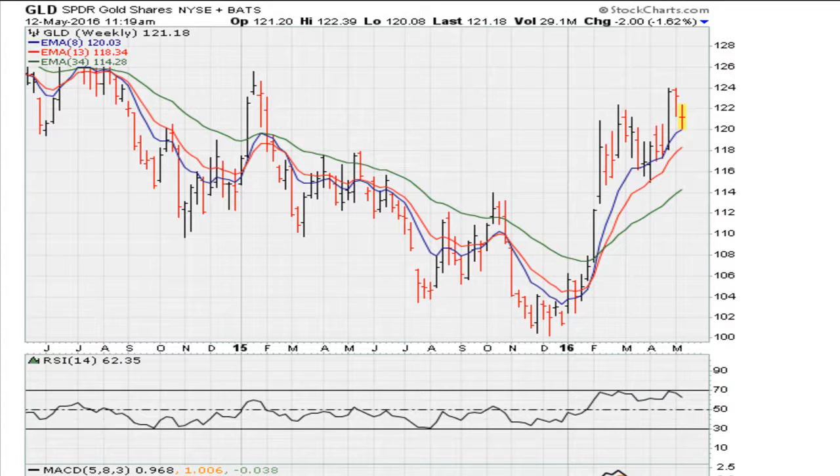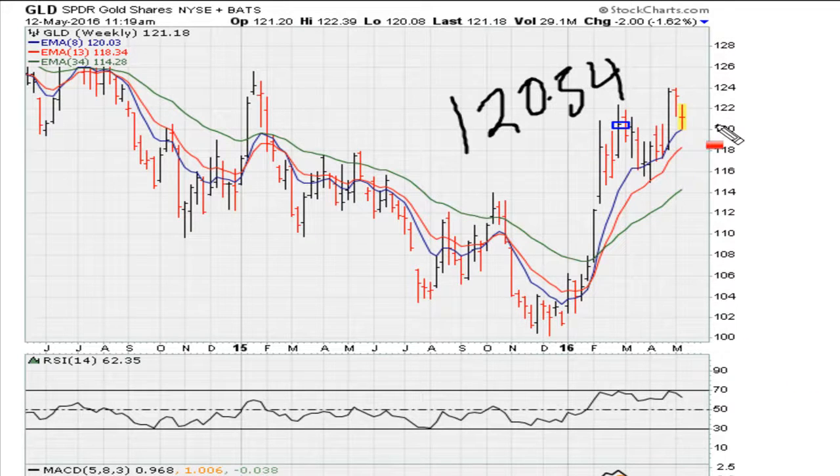The level to watch here is 120.54, because should gold trade below that level, that would suggest a failed breakout. So watch that 120.54, which is the previous weekly closing high, because if gold drifts below that level, then the breakout is going to be a failure, and potentially we are setting up for lower prices.